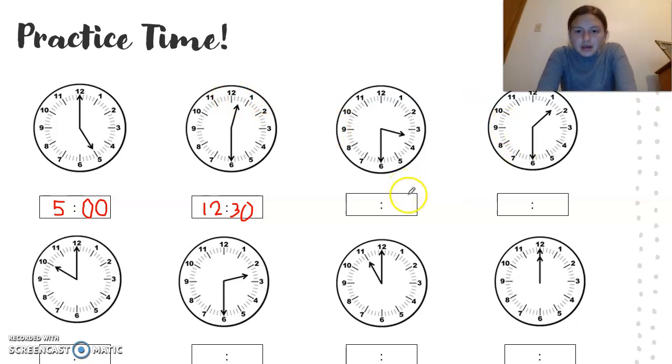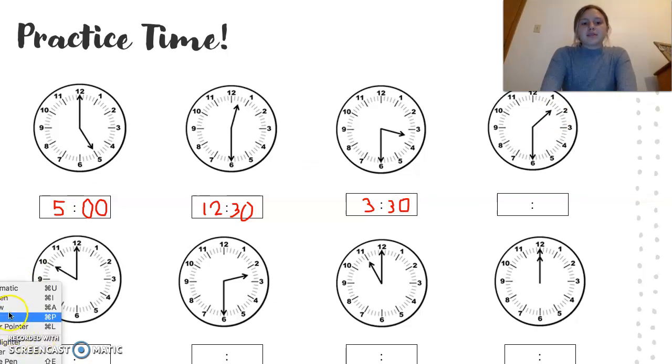Let's do one more together. Let's do this one. Let's do the next one. So we're halfway between the 3 and the 4 with the small hand. That tells our hours, right? And we have the big hand on the 6, which means that we're on the 30. So write that one down. 3:30. Good job, friends. The rest of these I'm going to have you do after we are done with this PowerPoint, so don't worry about those right now. Please set down your pencil.